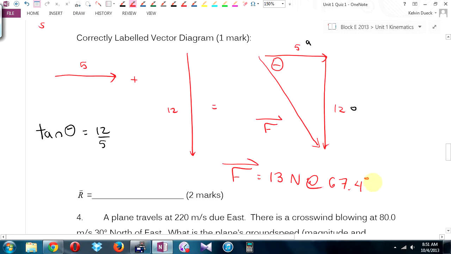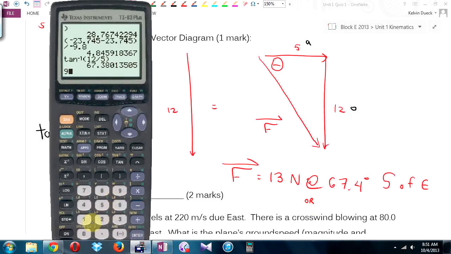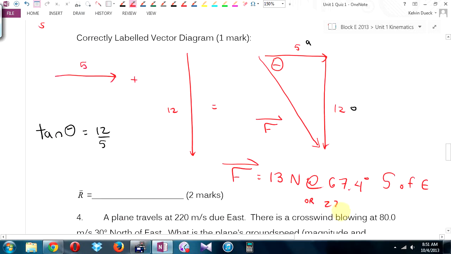What of what? North of south, east of west? What of what? South of east. By the way, I would also take 90 minus 67.4, 22.6 degrees east of south. For this one, how many marks is it worth? 1 mark for the magnitude, half mark for the theta, and a half mark for the what of what. Okay. Oh, and if you forgot the newtons, if you forgot the units, a half mark off.